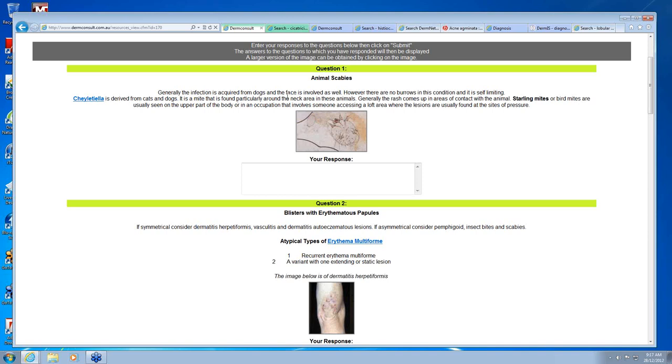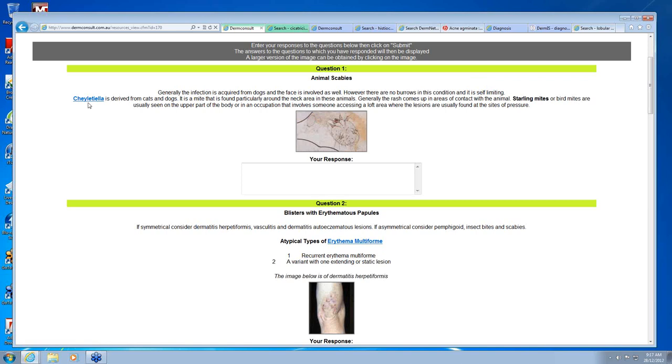We've said that, how is it different? Well, in animal scabies, the face is often involved as well. And there are no real burrows that you can see. But the other thing is that it's a self-limiting condition. Because it's derived from an animal, our immune systems seem to be able to react to it much better than we do to ordinary scabies. And so it's self-limiting.